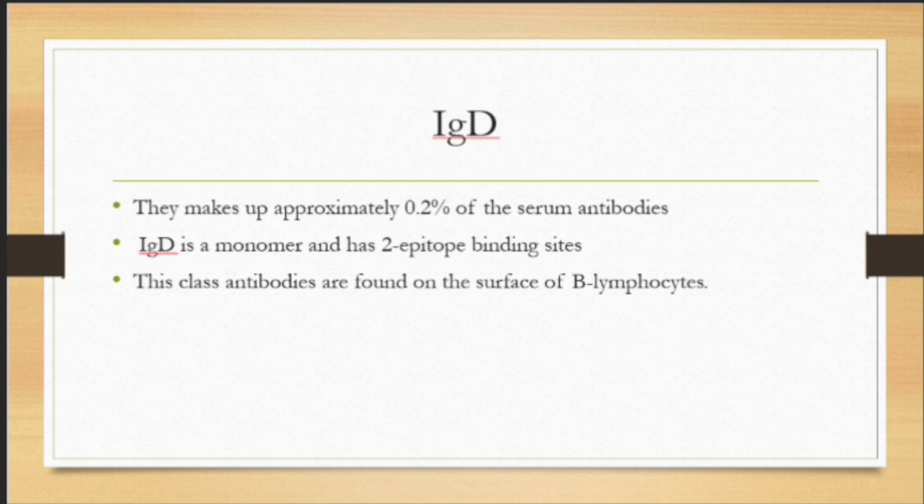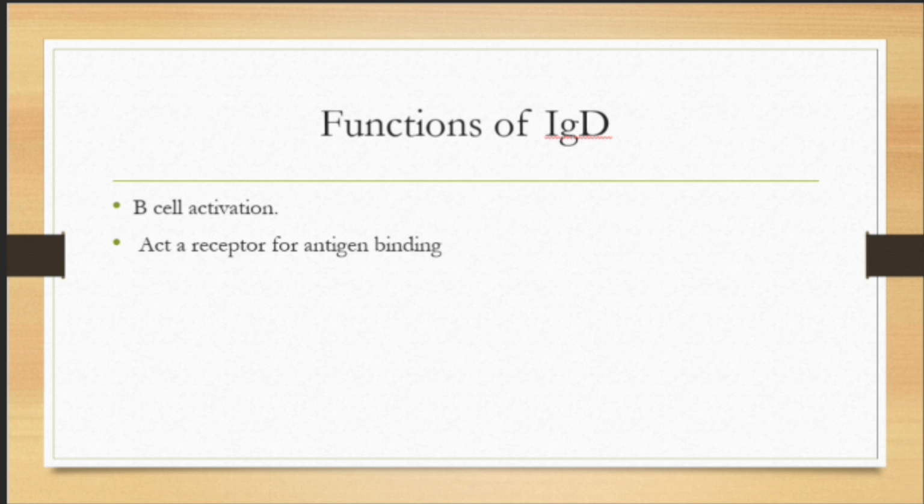Next one is immunoglobulin D. They make up approximately 0.2% of serum antibodies. It is a monomer and has 2 epitope binding sites. This class of antibodies is found on the surface of B lymphocytes. Functions: B cell activation, and it acts as a receptor for antigen binding.